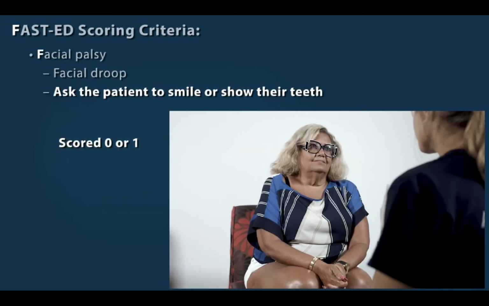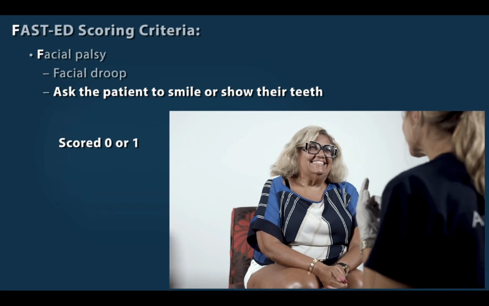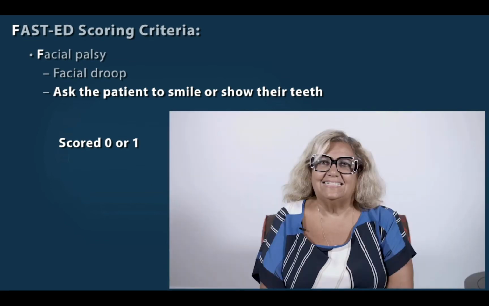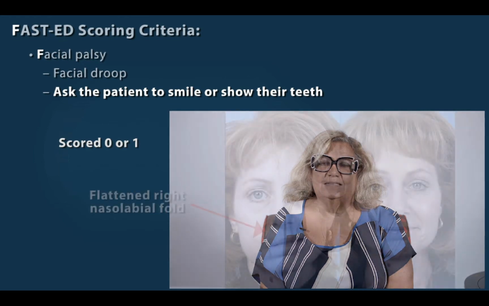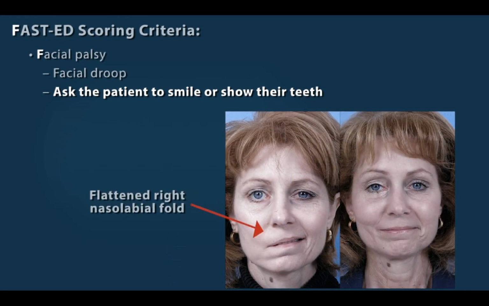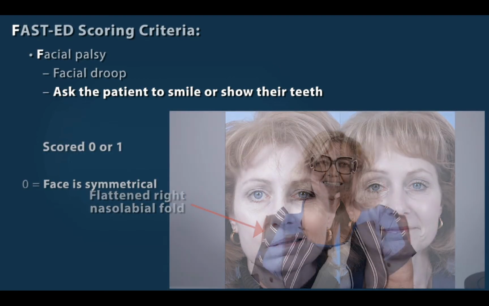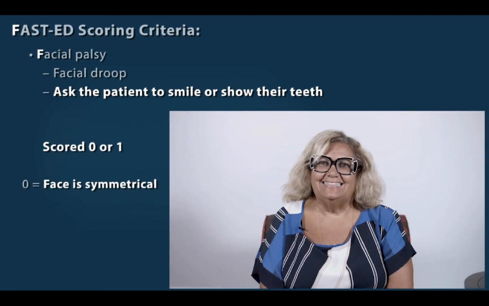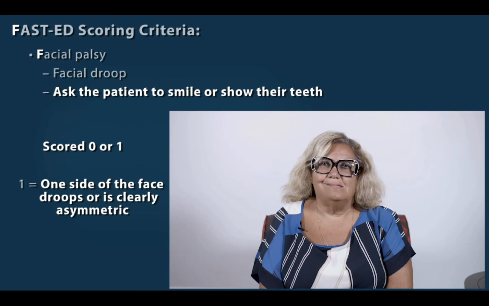For facial palsy, ask the patient to smile or show their teeth. Evaluate for facial asymmetry and/or a flattening of the nasolabial folds. The nasolabial folds are the folds that run from both sides of the nose to the corners of the mouth. A score of 0 indicates no facial droop or only minor paralysis to one side of the face. Conversely, a score of 1 indicates partial or complete paralysis of one side of the face.